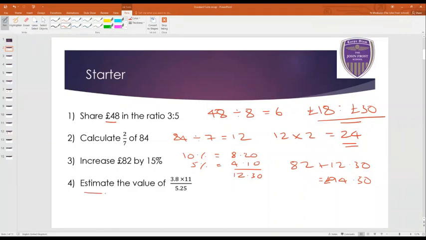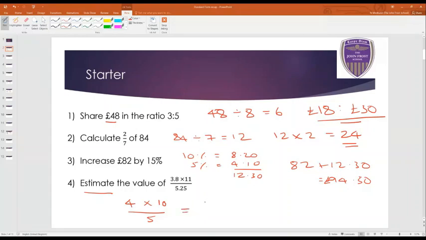And the last one, okay, whenever we see the word estimate, however you want to say it, we've got to round each number to make it as easy as possible, remember, to one significant figure. Okay, every single one of them. You can't just round one of them and leave the others. Okay, so 3.8 to one significant figure becomes 4. 11, be careful because so many people would just leave this as 11. Okay, but rounding that to one significant figure actually makes it 10 instead, and 5.25 becomes 5.